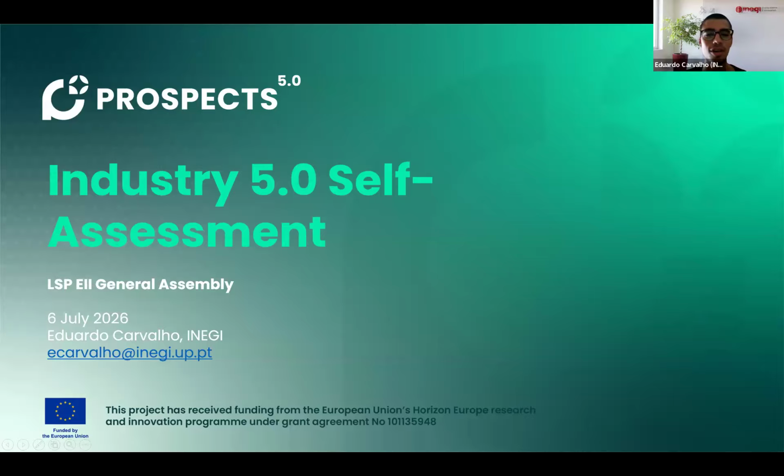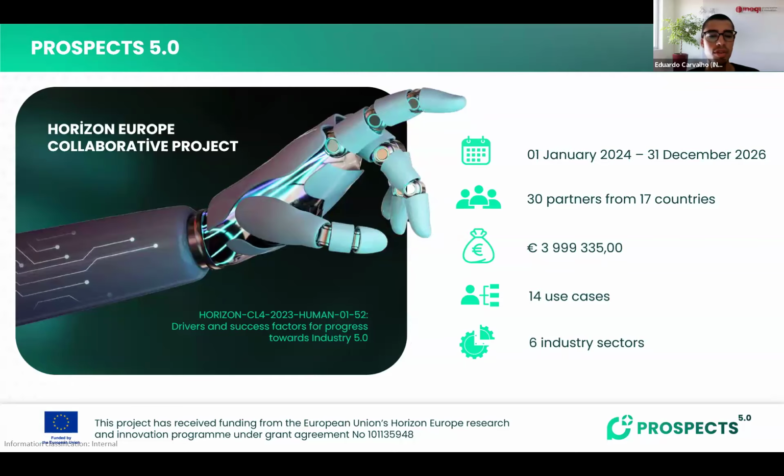My name is Eduardo Carvalho and I work at INEGI, which is an RTO from Porto, and it is part of Prospects Consortium. And today I will briefly present one of the tools of our project, that is an assessment framework that aims to help companies to evaluate their Industry 5.0 maturity and identify opportunities for improvements. So the consortium has 30 partners from 17 different countries, and we are in the last year of the project that is wrapping up by the end of the year.